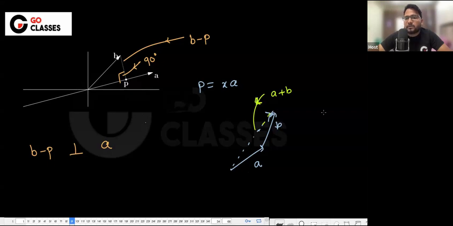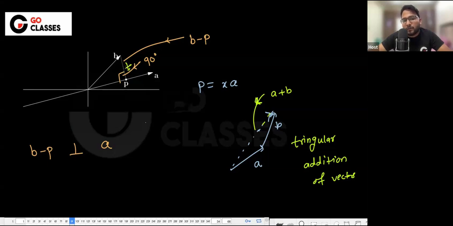Okay. This is called the triangular law of vectors. Triangular addition, I think. I don't remember the exact name, but I think this is called triangular addition of vectors. Whatever vector you take, the summation of this and this should give you B. So if you take, for example, T, then P plus T should be B. So T will be B minus P, right?